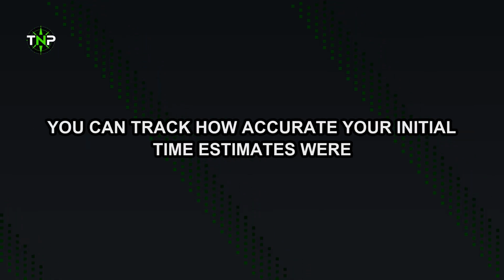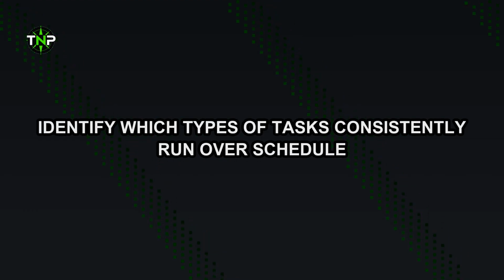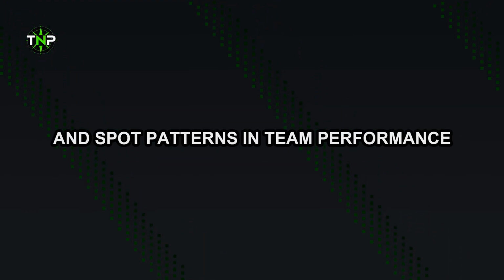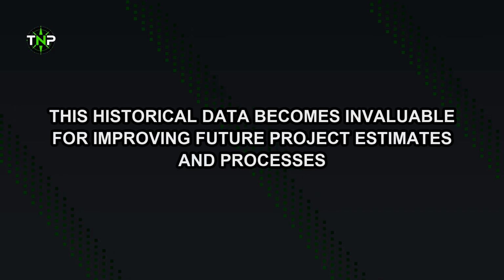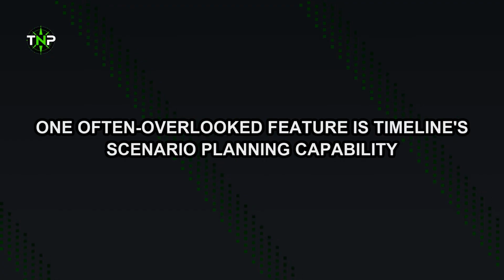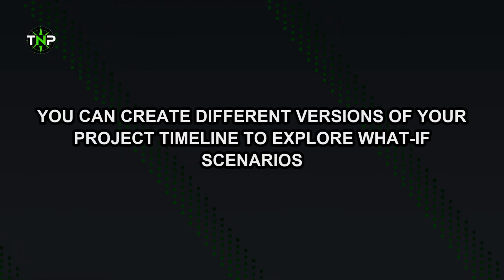The reporting capabilities within Timeline provide insights that go beyond simple task completion. You can track how accurate your initial time estimates were, identify which types of tasks consistently run over schedule, and spot patterns in team performance. This historical data becomes invaluable for improving future project estimates and processes.